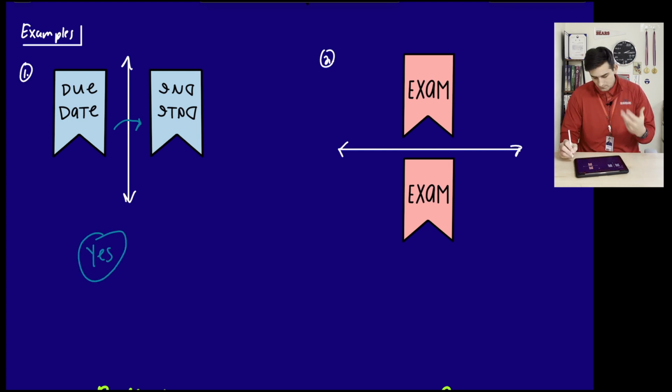Okay. Number two, though, our line of reflection is now at the bottom, but it doesn't look like we're flipping this exam banner, right? So we're going to say no for number two. If you remember from a previous video we did, this would be another type of transformation known as a translation, right? We just shifted it down. Okay, so not a reflection here for number two, but number one would be.